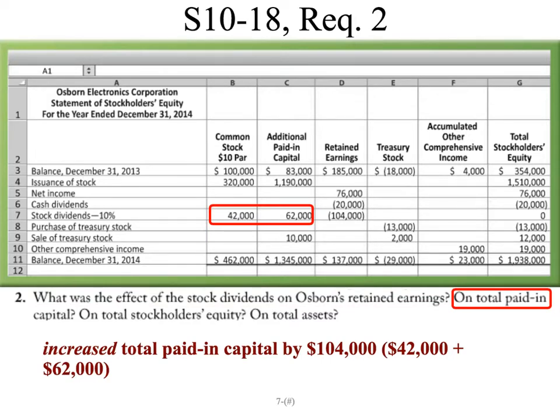We also are asked what was the effect of that stock dividend, so row 7, on Osborne's total paid-in capital. Well, we see there the total paid-in capital is common stock plus additional paid-in capital. So we would add the $42,000 and the $62,000. So it would have increased total paid-in capital, and we know that because they're being added in there.